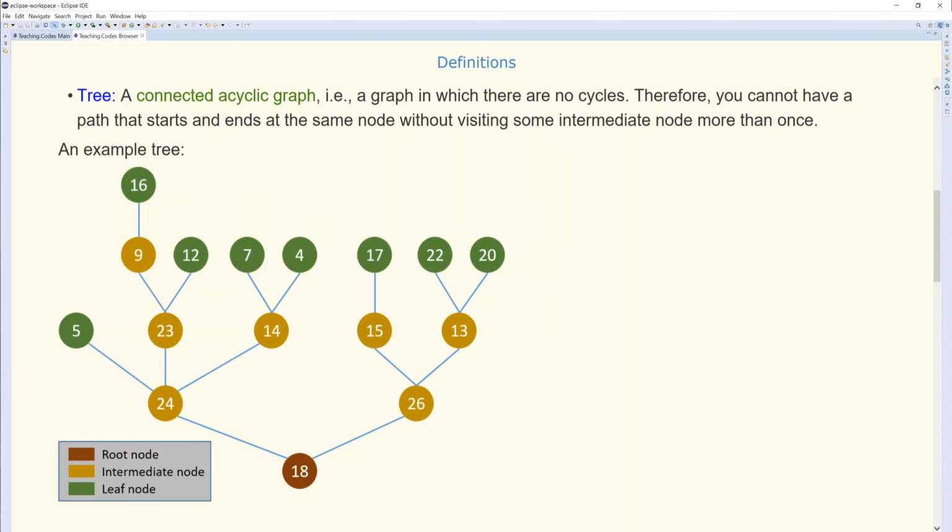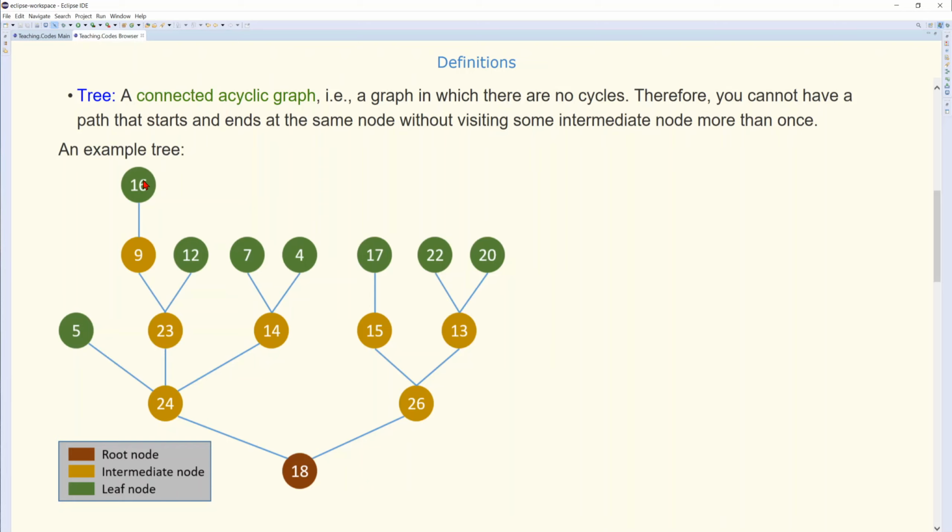However, we are going to discuss in this chapter specifically a specific type of graph, which is called a tree. A tree is still a kind of graph, but it's limited. It's a connected and acyclic graph.